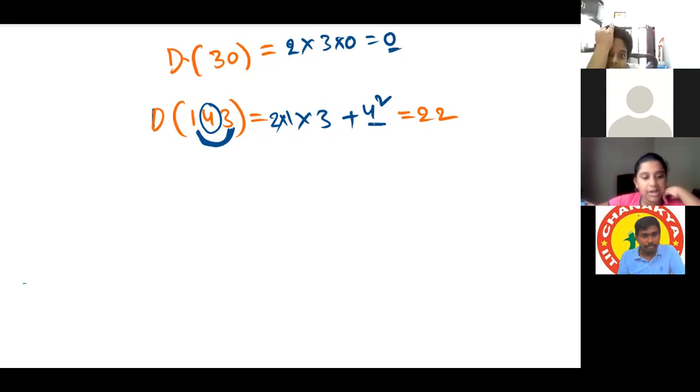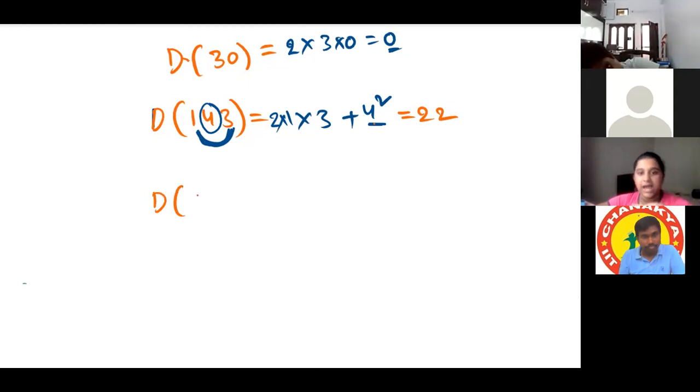Sir, I have a doubt. Now if we do it like 2 1s are 2 and 2 3s are 6, then 6 is there. Now we'll do 4 square, which is 16. 16 plus 6 is 22. Okay, like that. Sir, I understood now.